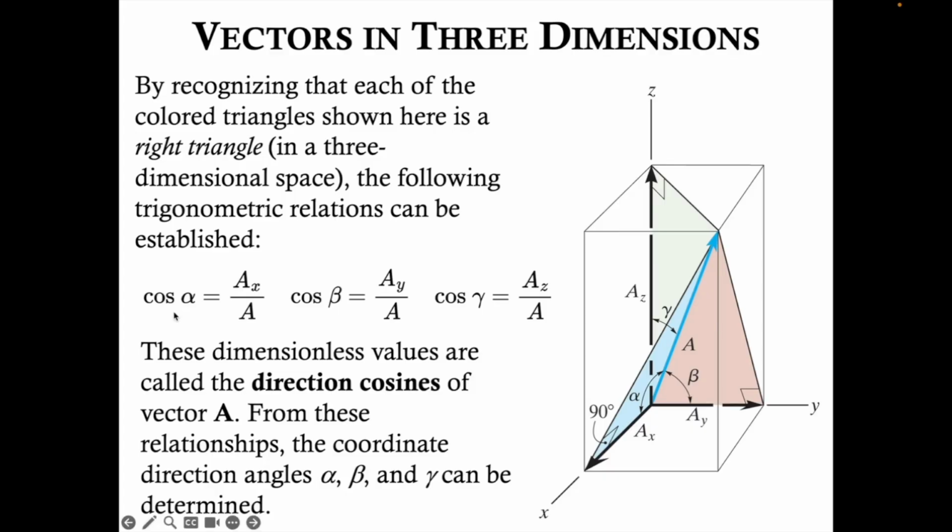So from the blue triangle, cosine alpha is adjacent over hypotenuse, scalar magnitude of Ax over scalar A. Cosine beta, adjacent over hypotenuse for the red triangle, that would be Ay over A. And cosine gamma would be adjacent over hypotenuse for the green triangle, that would be Az over A. These dimensionless values are called the direction cosines of vector A.